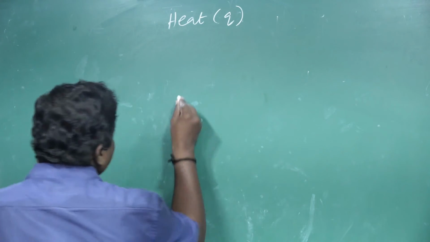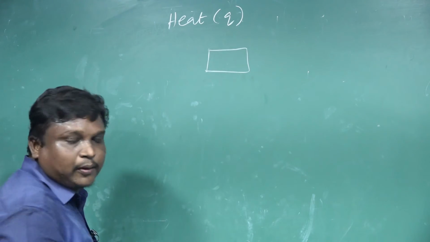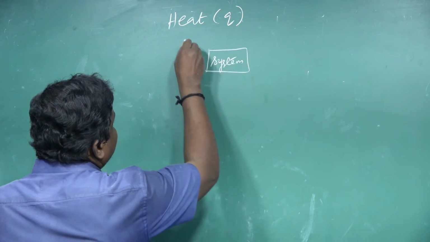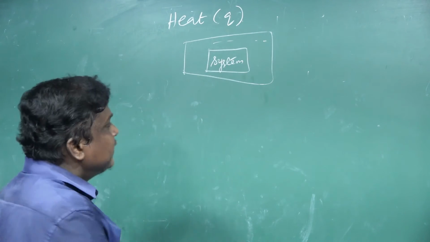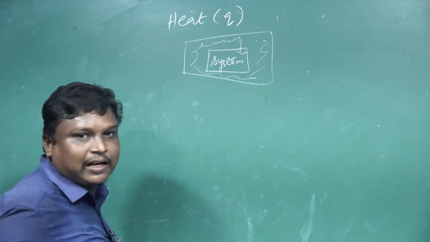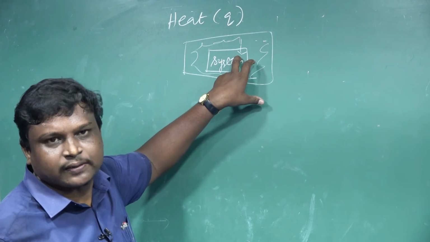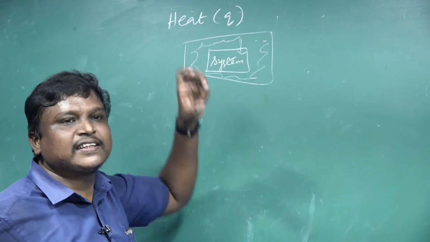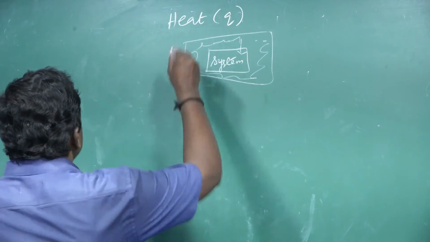Let us consider this is the system and this is the surrounding. In an endothermic process, the system absorbs heat from the surrounding, so the reaction is an endothermic process. Suppose the system liberates heat; then the reaction is an exothermic process.